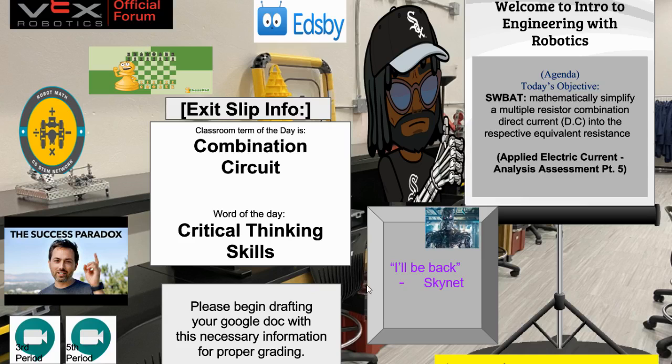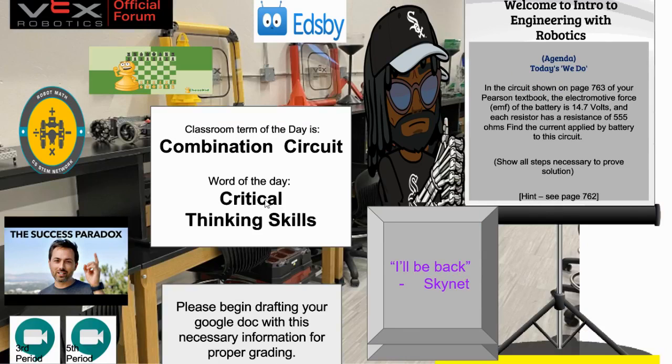So the objective for today, students will be able to mathematically simplify our multiple resistor combination direct current, basically a DC circuit, into their respective equivalent resistance. And we're going to just basically take this big circuit that I'm going to show you, and we're going to squeeze it down to just one resistor that can do the whole job. All right, so let's go to our next part.